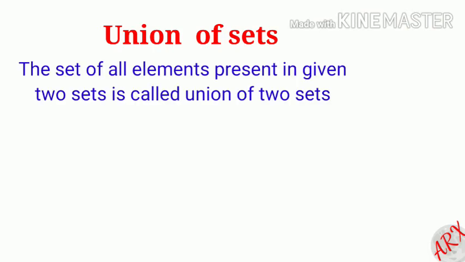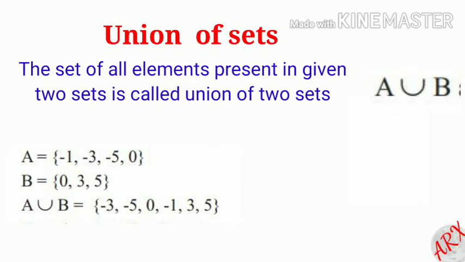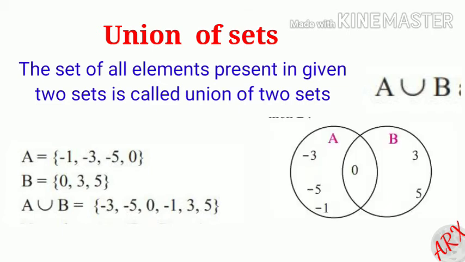Now we will move on to union of two sets. The set of all elements of given two sets is called the union of two sets, and it is written as A ∪ B, as you can see on the screen. For example, if A = {-1, -3, -5, 0} and B = {0, 3, 5}, then A ∪ B = {-3, -5, 0, -1, 3, 5}. The Venn diagram can be drawn as you can see on the screen.